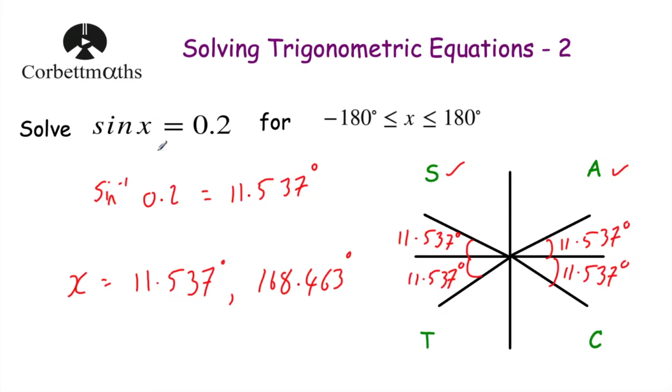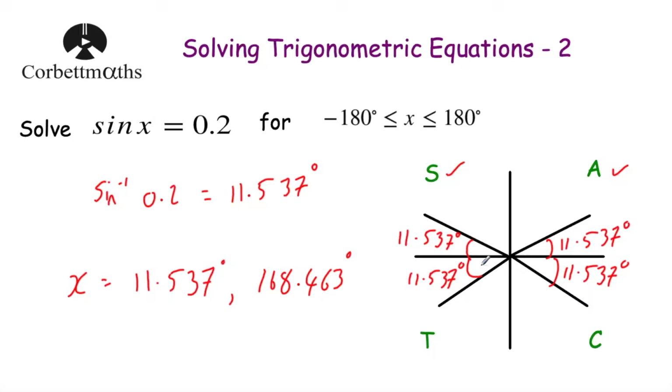So if we were asked to solve the equation sine x equals 0.2 for values of x that are bigger than or equal to negative 180 degrees but less than or equal to 180 degrees, the two solutions would be x is equal to 11.537 degrees or x is equal to 168.463 degrees. And we found that by just considering from 0 around to negative 180 degrees, and there were no solutions there. And we also consider from 0 around to 180 degrees, and there were two solutions there. So there are two solutions.